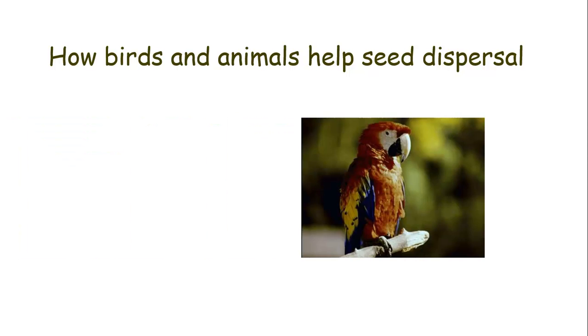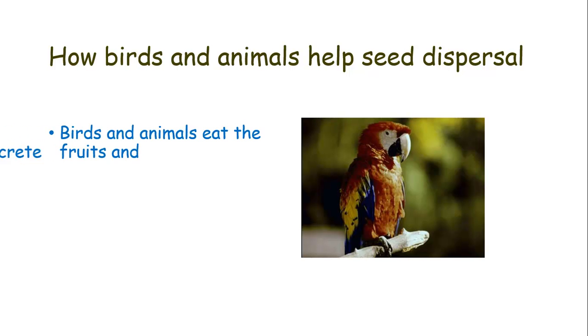How birds and animals help seed dispersal. The word we're going to use for pooping out seeds is excrete. So birds and animals eat the fruit and excrete the seeds of a plant. Excrete, to poop out.